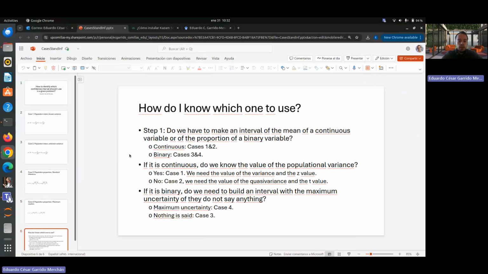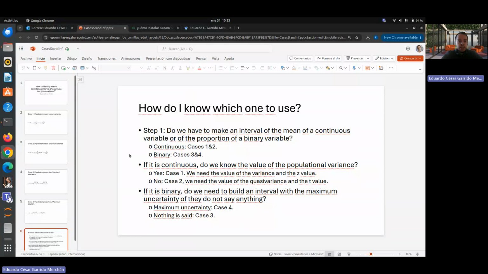In the case of continuous variables, that is cases 1 and 2, how do we know the value of the populational variance? If we know the value of the populational variance, that is sigma, remember, we are in case 1. We need to be given the value of the variance and the theta value. If in other case we are not given the populational variance value, in other words, if we do not have sigma, then we are in case 2. We need the value of the quasivariance and the t value. And this is regarding continuous variables.